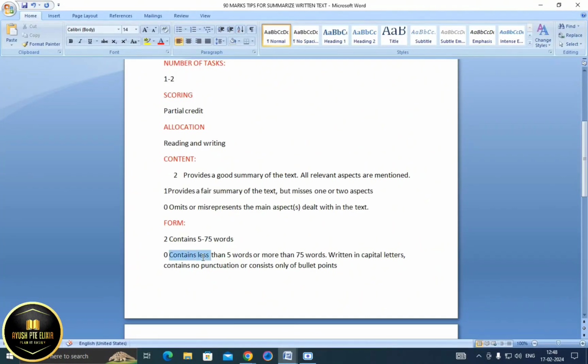It is less than 5 words, so you get 0 marks in the form section, and definitely your entire text will not be checked, it will be 0. So make sure that you are going to get at least 2 marks in your form. And if you are having 75 words, or I mean more than 75 words, so you will not get any marks.